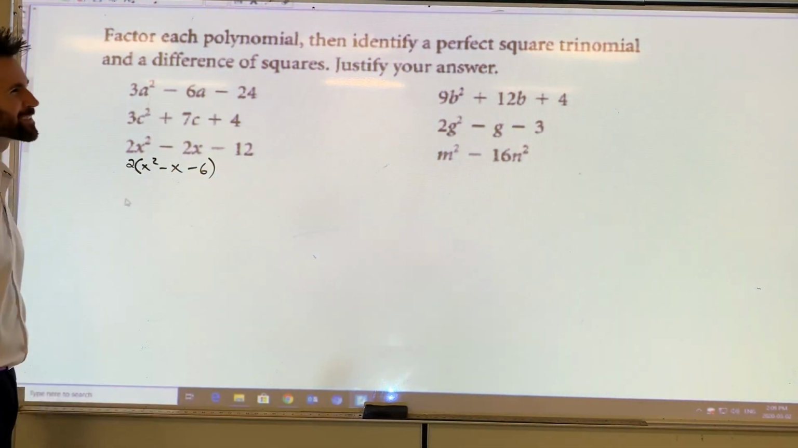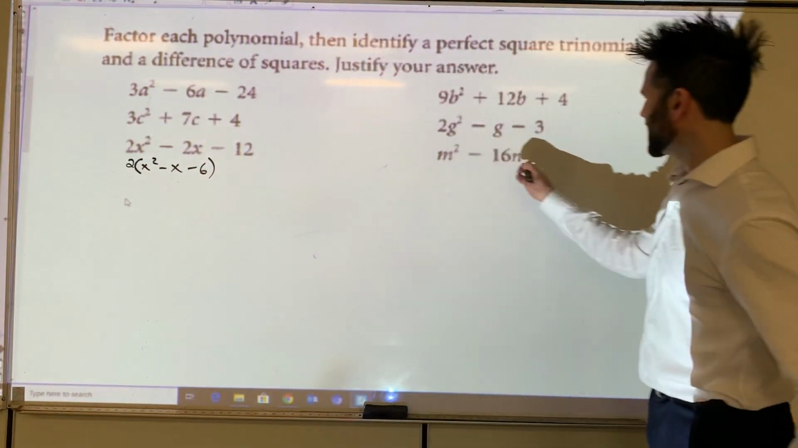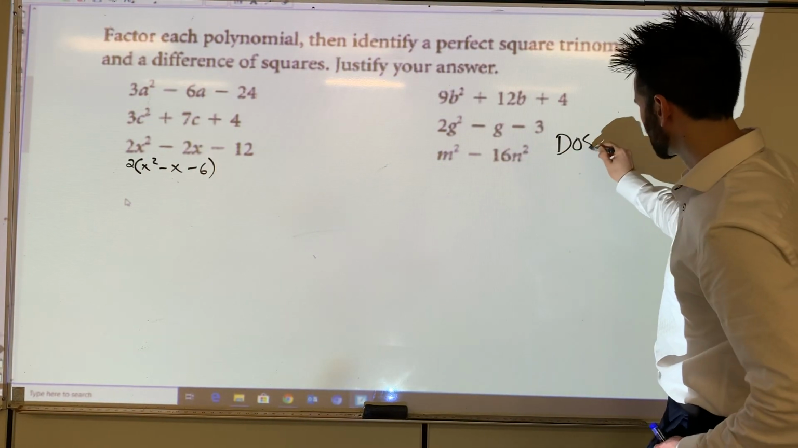So there's a regular factoring question. This one here, we should review. I call it DOS. Anyone remember what that is?